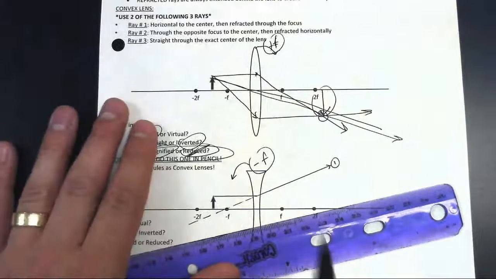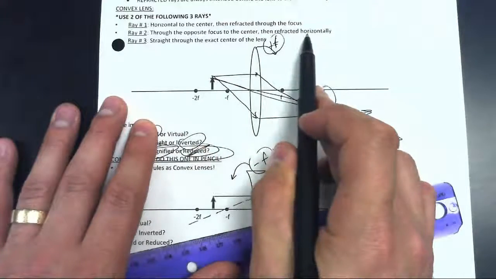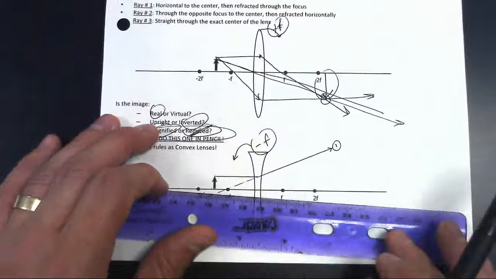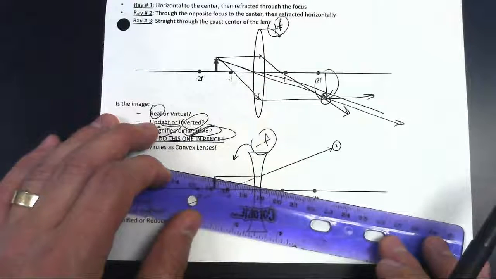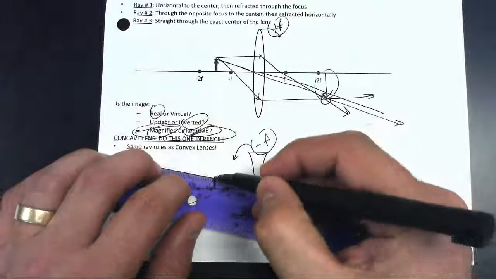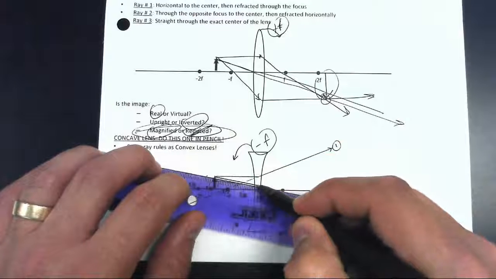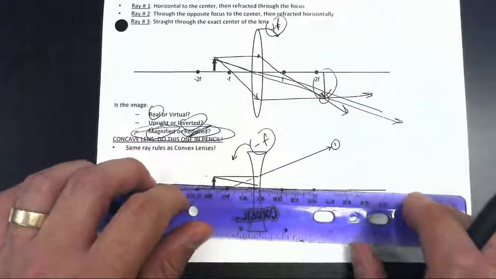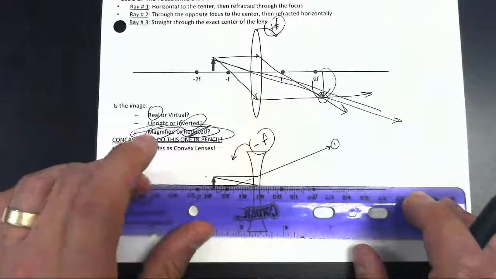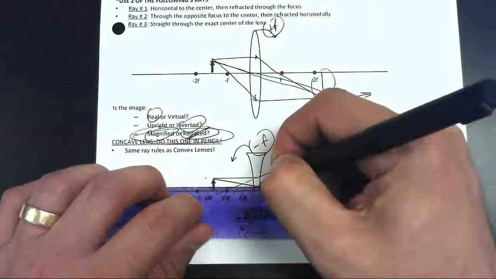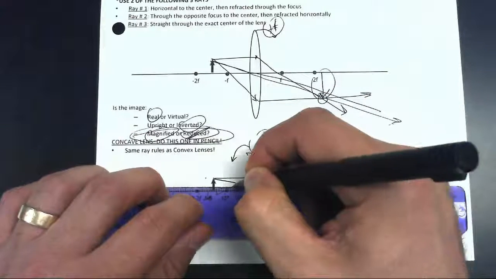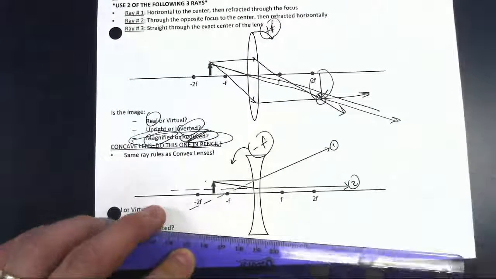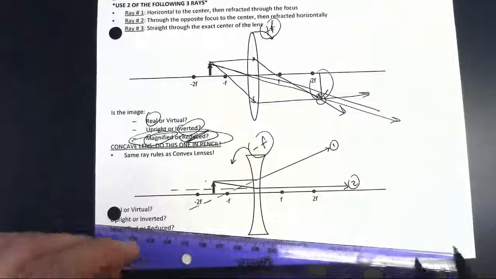Ray number 2 says through the opposite focus to the center, and then it's refracted horizontally. The opposite focus is here. So start from the tip, go to the opposite focus, and remember, once again, the real ray doesn't get there because at this point it gets bent, it gets refracted. And ray number 2 says it's refracted parallel to the principal axis. So I'm going to draw this one parallel, real ray. Virtual ray is what goes back here. That's ray number 2. Kind of a little bit confusing, but verbally is the same.